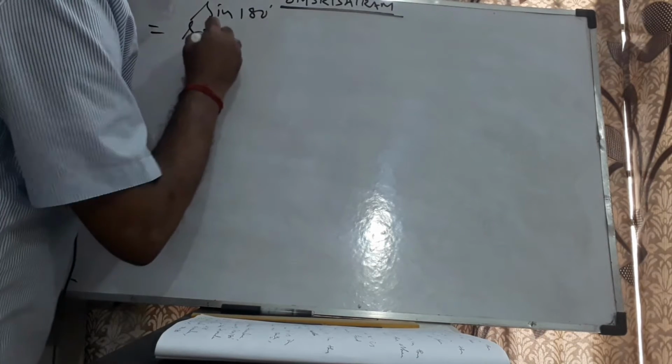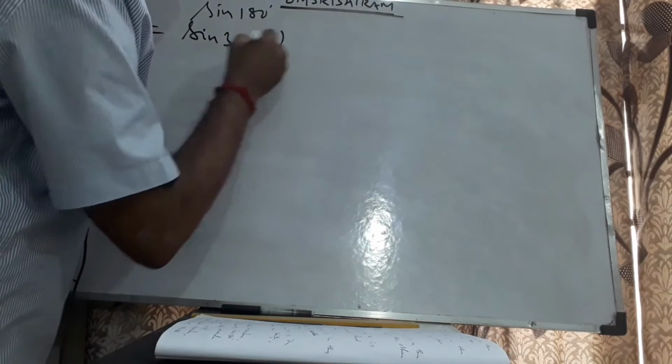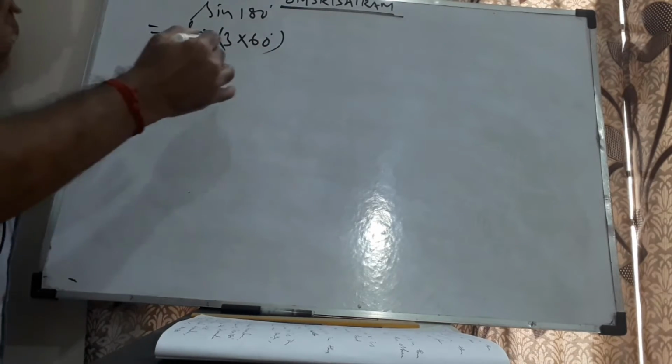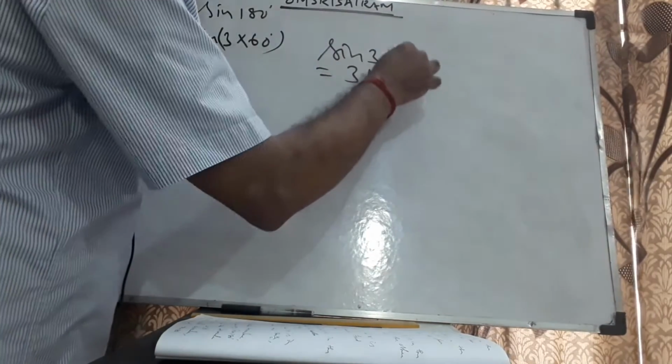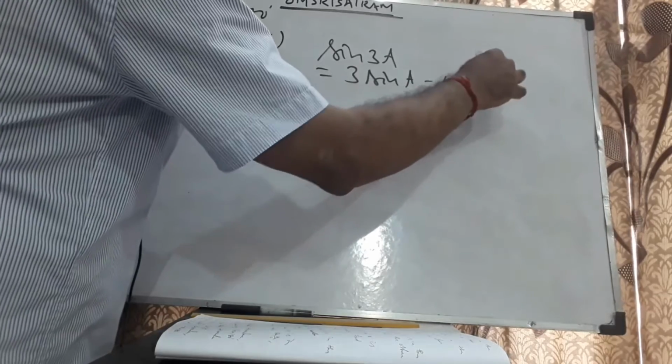The first problem meant for today goes like this. Using a suitable formula, find the value of sine 180 degrees. In fact, you know very well sine 0 degrees, 30 degrees, 45 degrees, 60 degrees, 90 degrees. These are the five angles for which you know the sine value as well as the cos value, etc. Therefore, I can very well write this in terms of a known quantity, 3 into 60 degrees. Now sine 3a, recall the formula: 3 sine a minus 4 sine cube a.